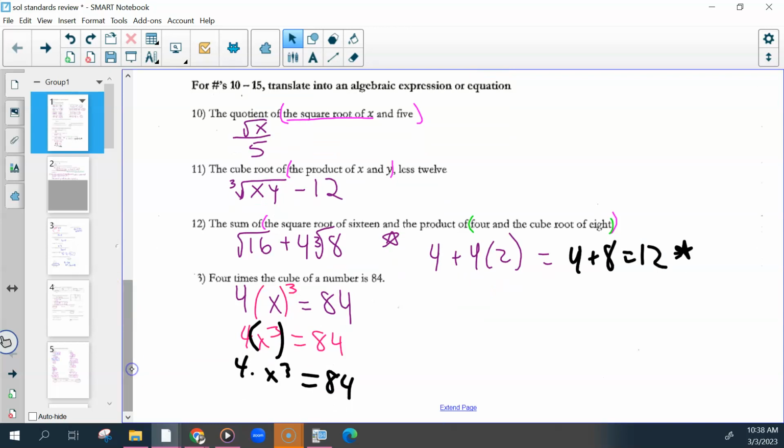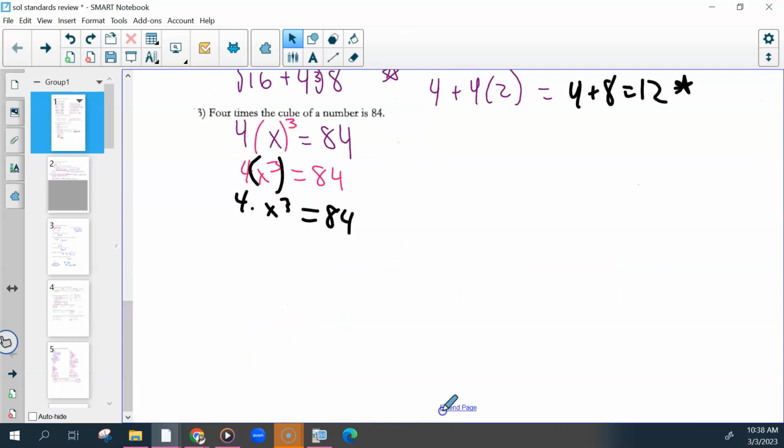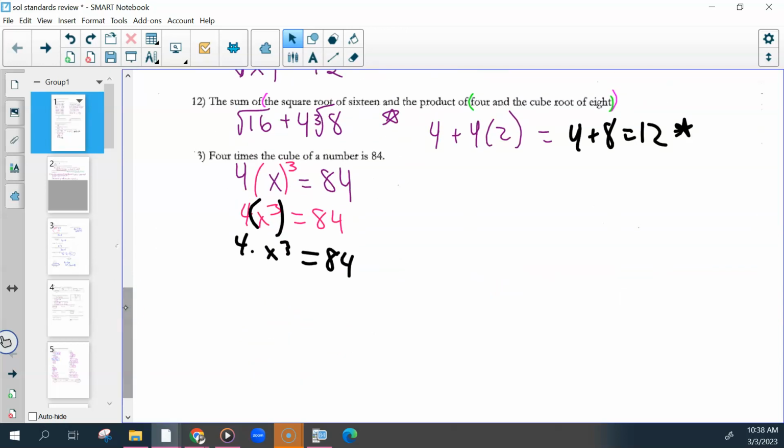And then 13 could be written any of these 3 ways. 4 times the cube of a number is 84. So 4 times x in parentheses outside of that cube equals 84. 4 times all in parentheses x cubed equals 84, or 4 without any of those. Questions on any of those?